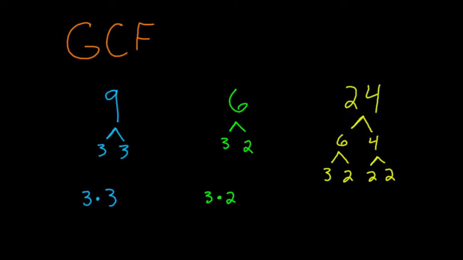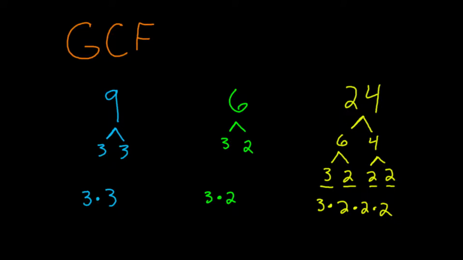And so another thing, we have 3, 2, 2, 2, right? You don't want to travel back up the tree, for example, and look at the 6 anymore. 6 branched off into 3 times 2. So be careful. You don't want to travel back up the tree once you've broken something down. So anyway, 24 would be 3 times 2 times 2 times 2.